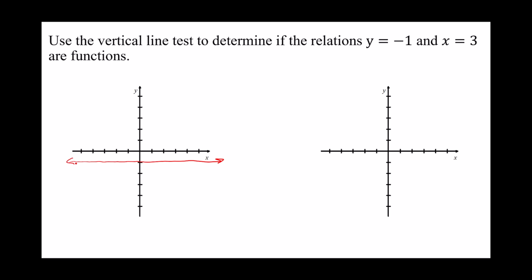If I look at the other one, x equals 3. So if x equals 3, no matter what y is, x is always 3, then I have a vertical line. And yes, there is a vertical line that hits that graph in more than one spot. That is the line itself, x equals 3. That line hits the graph at every point. So no, this one is not a function, where the first one was a function.